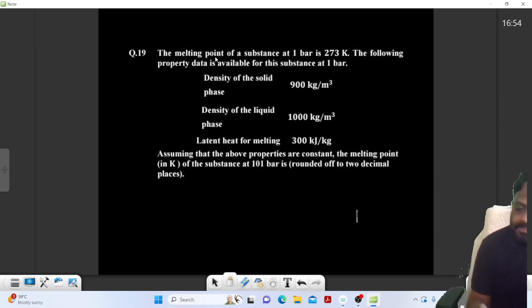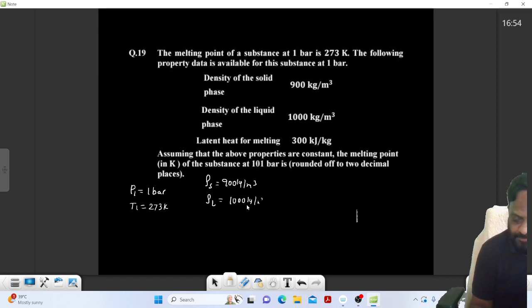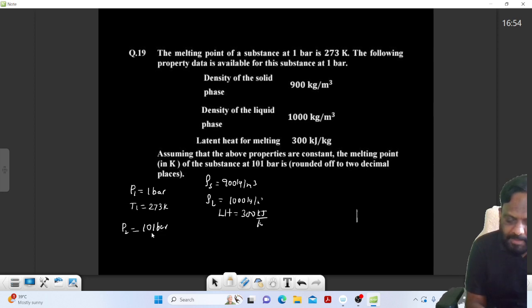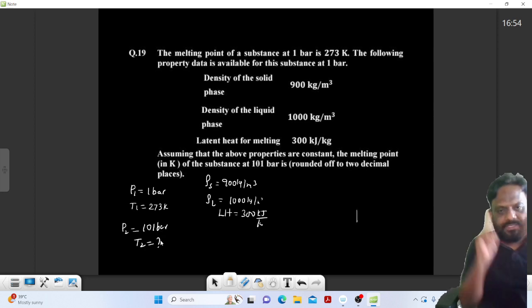Look at the melting point of a substance at 1 bar is 273 Kelvin. The density of solid is 900 kg per meter cube, and the density of liquid is 1000 kg per meter cube. The latent heat is given as 300 kilojoule per kg. Assuming that the above properties are constant, the melting point at a pressure of 101 bar, and he is asking for the melting point, that is temperature T2.